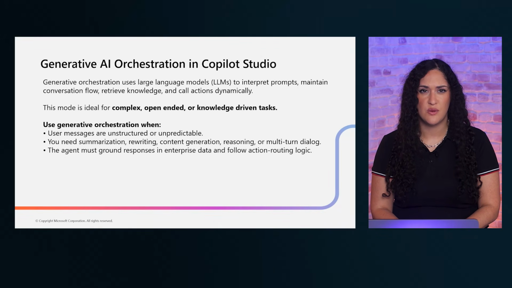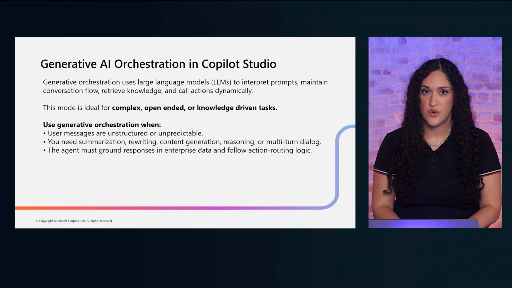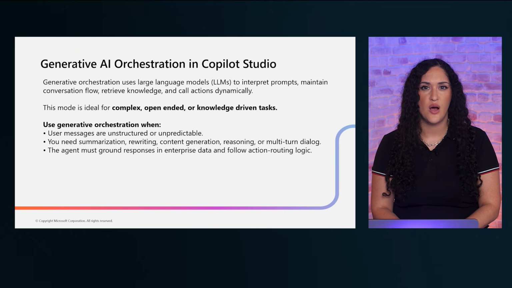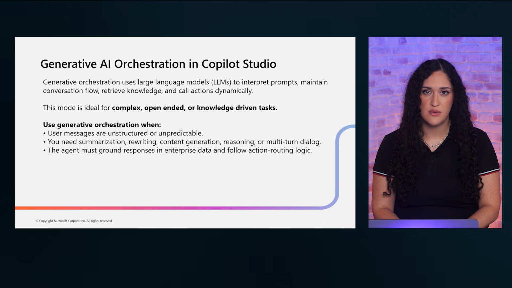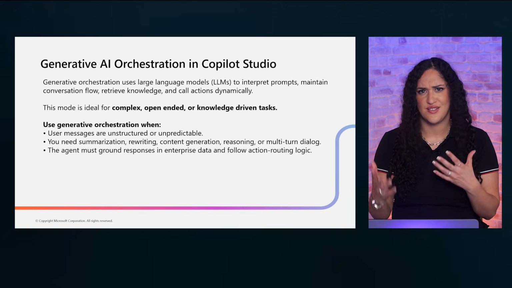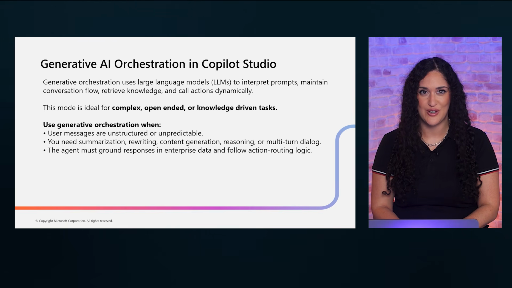Generative AI orchestration is the most flexible approach. Large language models interpret prompts dynamically. They maintain multi-turn conversation flow. They retrieve knowledge from your enterprise sources and call actions as needed. This is ideal for complex, open-ended, knowledge-driven tasks. Use it when your user provides unstructured inputs, when you need summarization or reasoning, or when the agent must be grounded in enterprise knowledge to give accurate answers. Think of a sales assistant that pulls real-time insights and summarizes account history during a conversation. That's where generative orchestration truly shines.